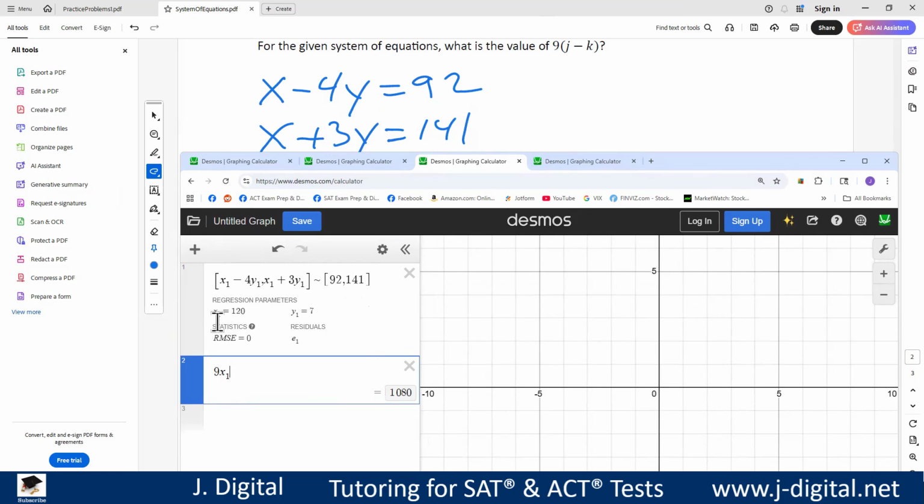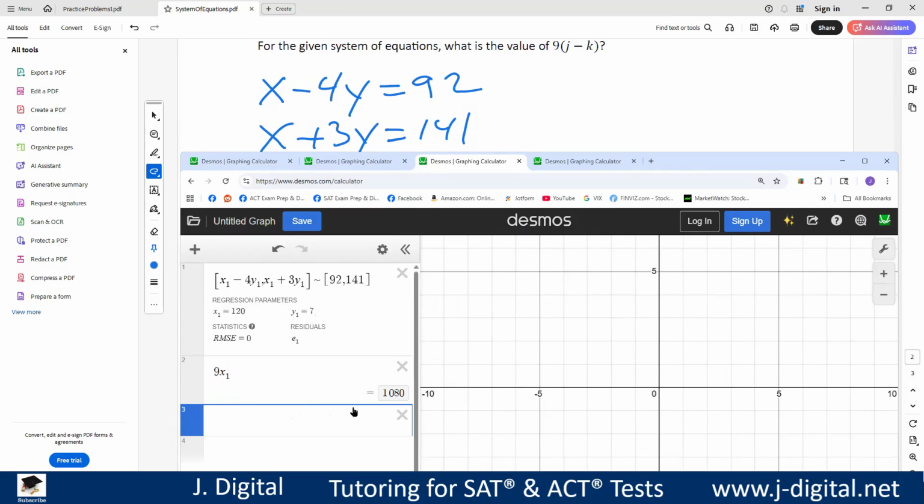Okay, and we get x1 is 120 and y1 is 7. And we basically want 9 times x. So we can put 9x1 here, which gives you the value of 1080. Okay, so I made that one a lot easier.